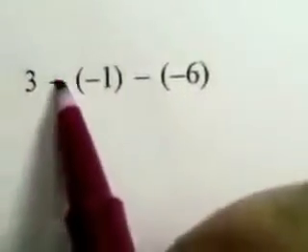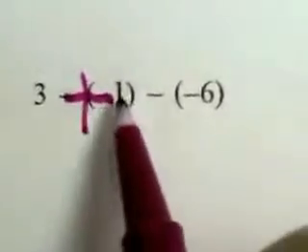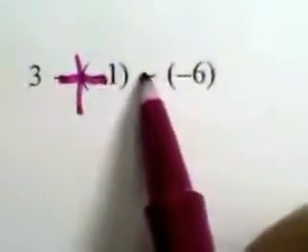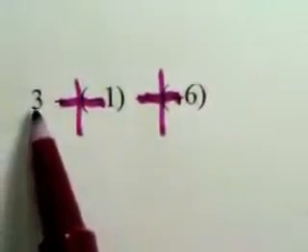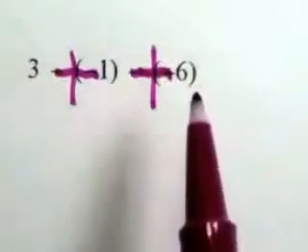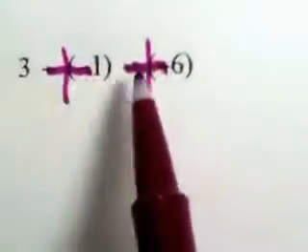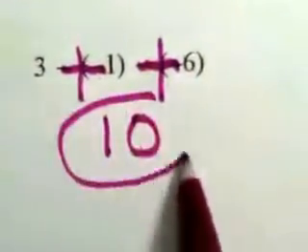Oh, we have a double negative here. That's now a positive 1, not -1. And a double negative here. That's now a positive 6. Notice now they're all positive. Positive 3, positive 1, positive 6. That's 4 and 6 is 10. Positive 10.